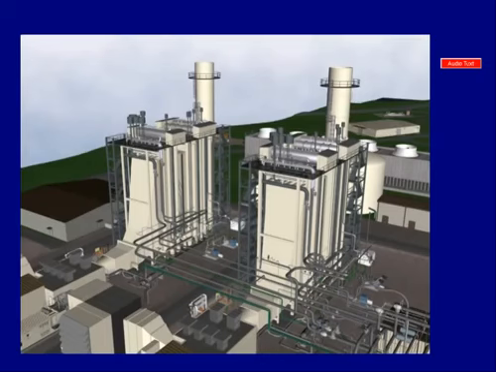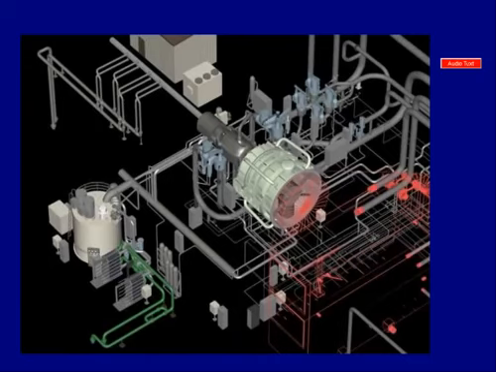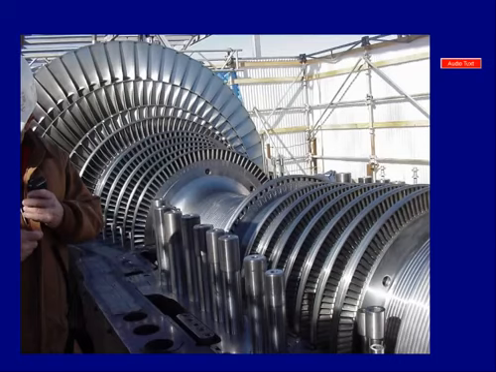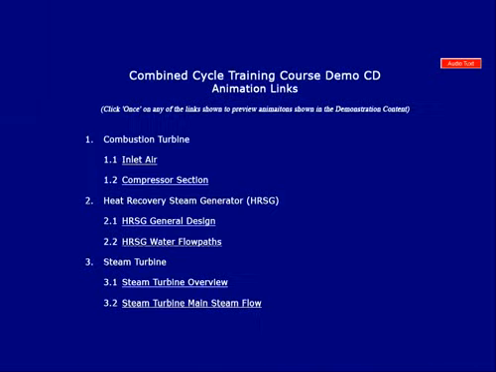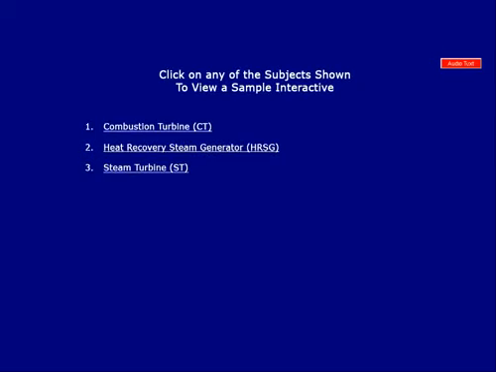This demo CD provides portions of interactive training programs for combined cycle power plants. These materials can be purchased in generic format or altered to utilize specific plant equipment models. Detailed 3D models have been created for use within this course. Click on any of the links listed below to preview animations that have been created from these 3D models. Click on any of the subjects shown to view a sample interactive. Once you have exited from the selected demo program, you will be returned to this frame.